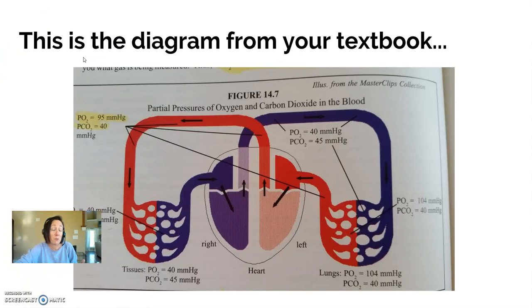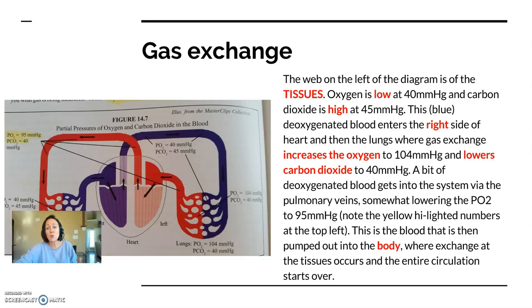Here's the diagram from your textbook. So let me talk you through that one really quick. All right, so the web in this diagram that's kind of behind my head in this picture here, that is the diagram of the tissues throughout your whole body. Oxygen in that area is low in your tissues because you've used up oxygen in your cells. 44 millimeters of mercury or 40 millimeters of mercury. Carbon dioxide is relatively high because you have a lot of carbon dioxide waste produced.